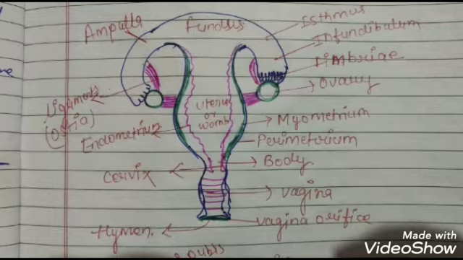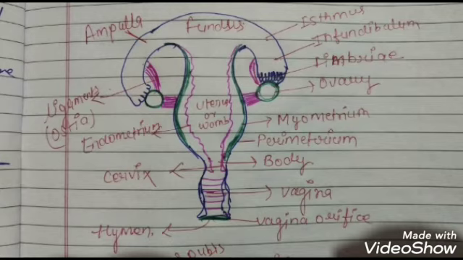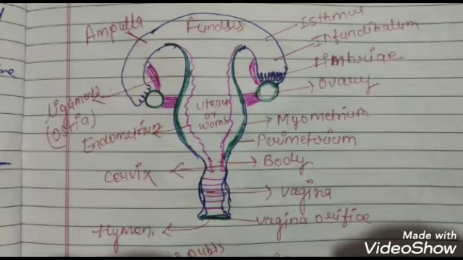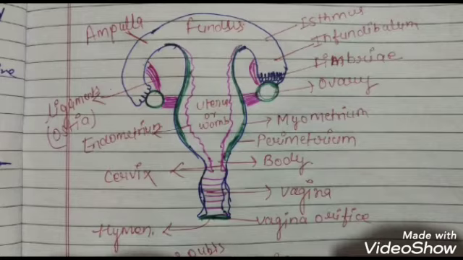The infundibulum leads to the wider, swollen part called ampulla, whereas the isthmus is the last part of the oviduct, which has a narrow lumen and joins the uterus. That is, the fallopian tube or oviduct opens into a muscular bag-like structure called the uterus. It looks like an inverted pear shape, which is also called the womb.